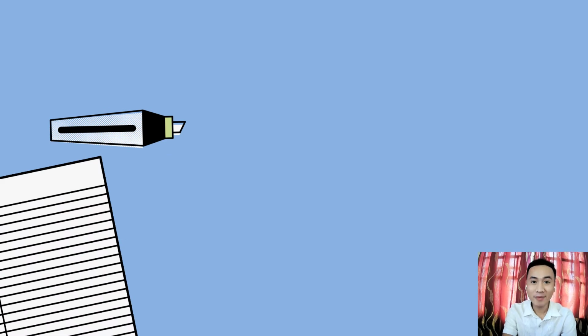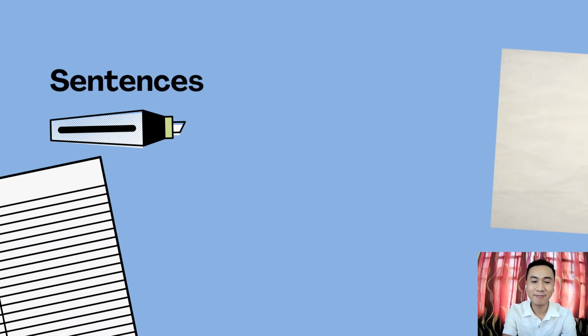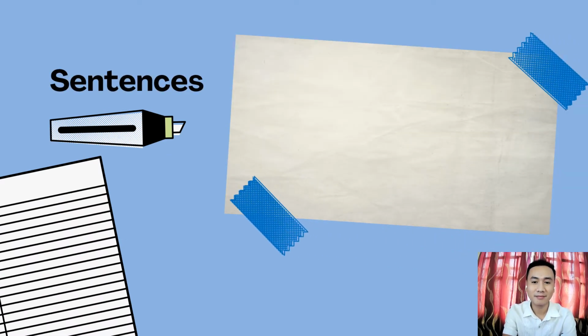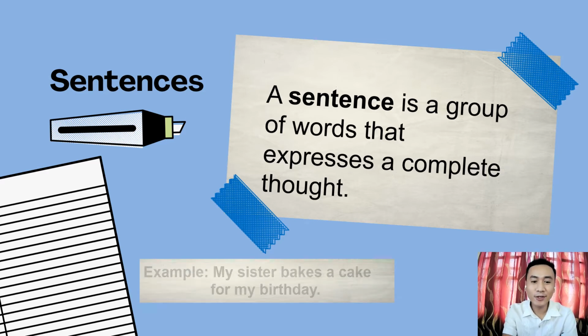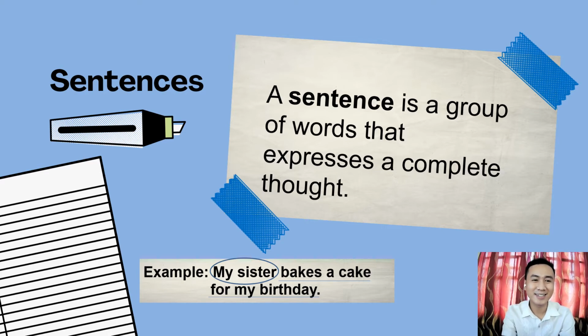Now, let's talk about sentences. A sentence is a group of words that expresses a complete thought. It basically has at least a subject and a predicate. For example, my sister bakes a cake for my birthday. Does it have a subject and a predicate? Yes, it does. Does it have a complete thought? Yes, of course.